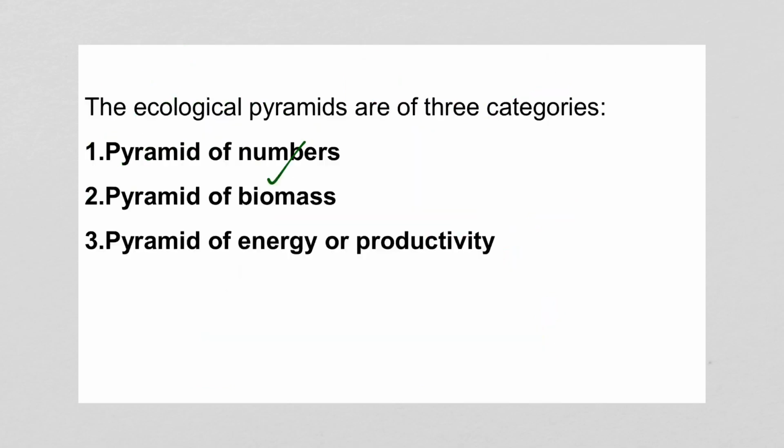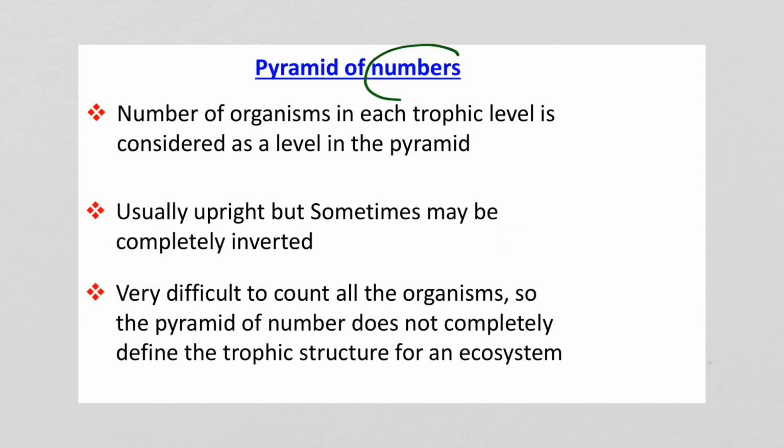Now this is what I have just told you. The ecological pyramids are of three categories: of numbers, of biomass, and of energy. We will understand it when we take up each of them separately. So don't worry, we will take each of them separately. First we will come to the pyramid of numbers.